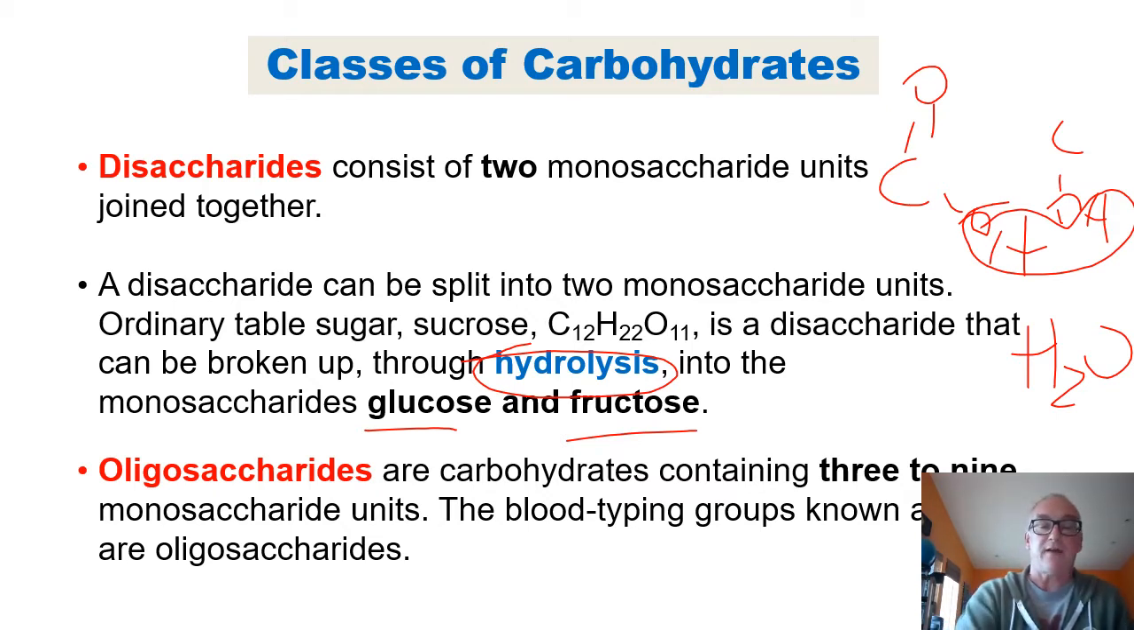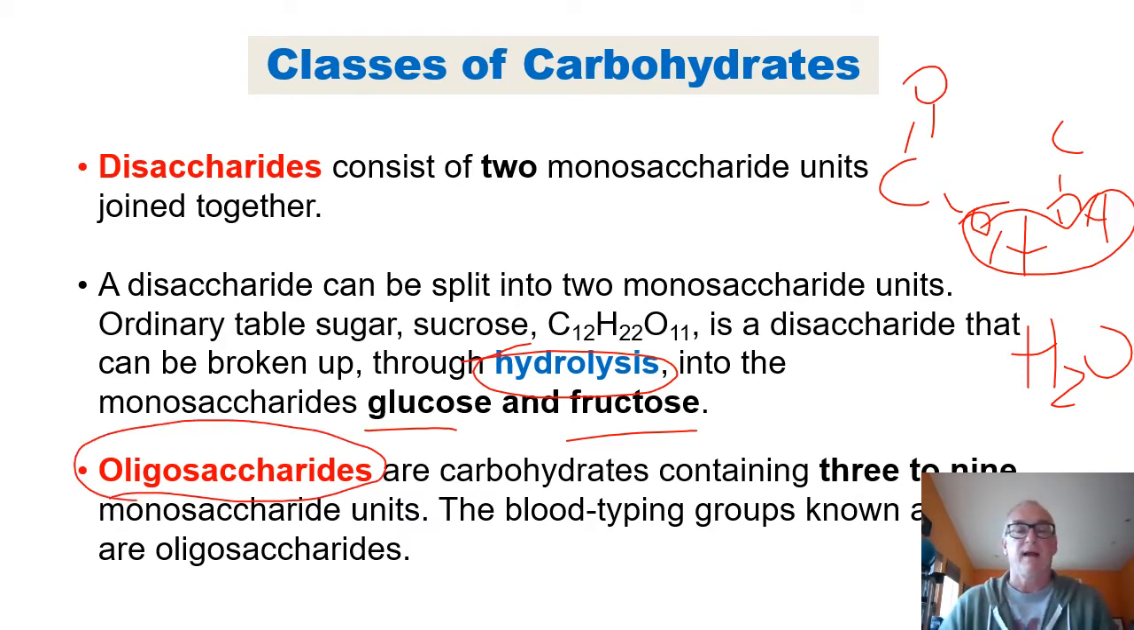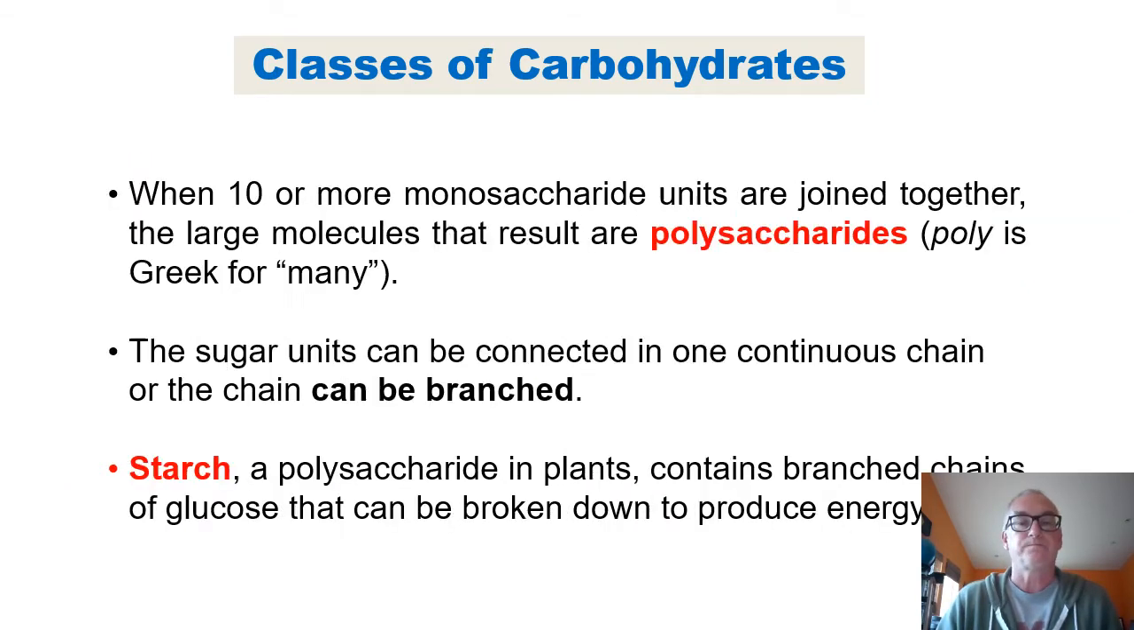So oligosaccharides are much longer chains. They have 3 to 9 units. And one of the things we're going to mention about oligosaccharides, which are really, really important, is the blood typing groups, type O, type A, type B, AB. All of those are defined by oligosaccharides on the surface of red blood cells. And so we'll talk about exactly which sugars those are and how they're organized and how your body recognizes them.